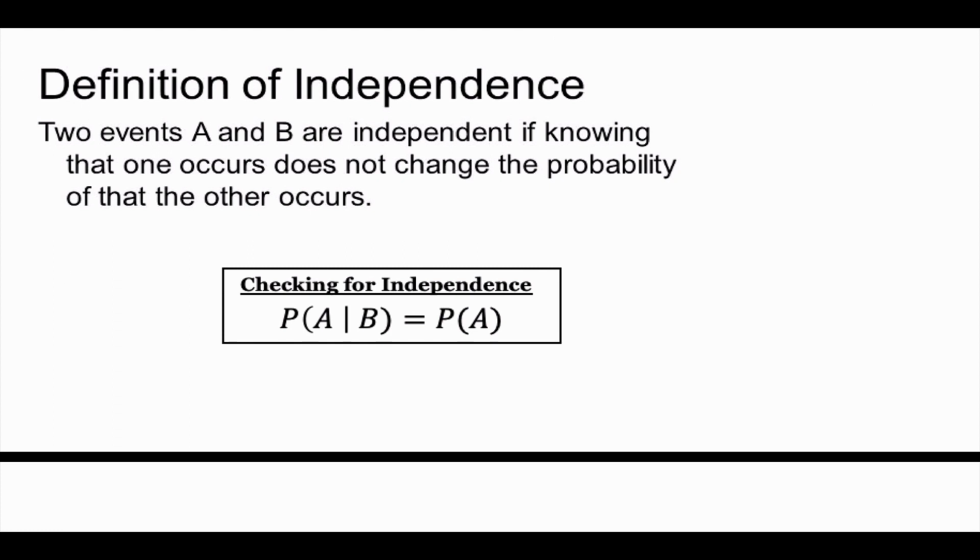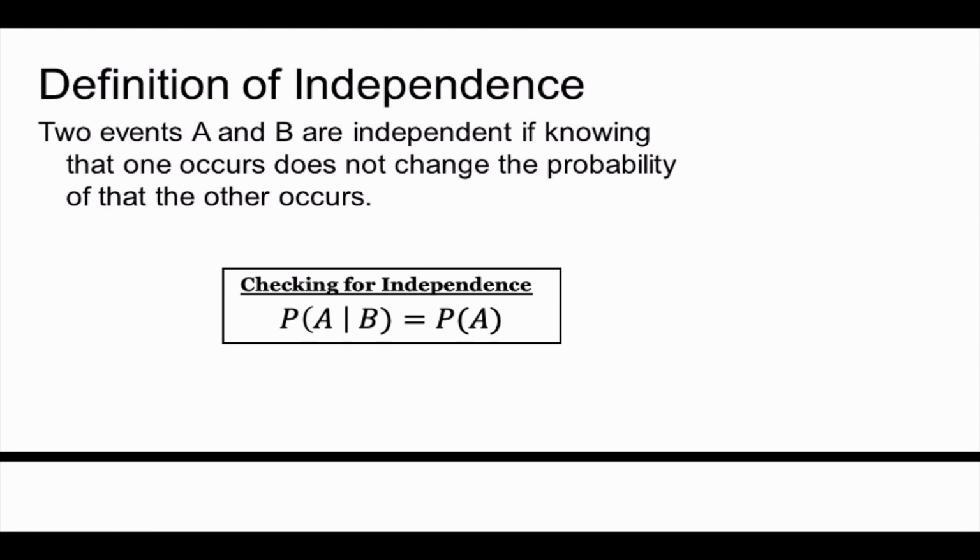Knowing that it's going to rain today. Hypothetically, let's say it rains today. I already know it's going to rain today, or it already rained. Is that going to have any effect on how I do on the test? No. So we would say those events are independent.